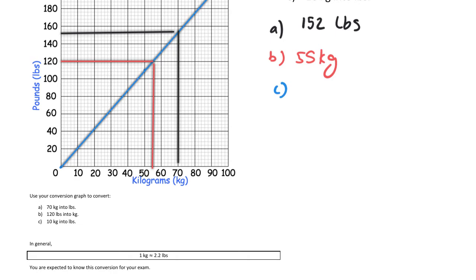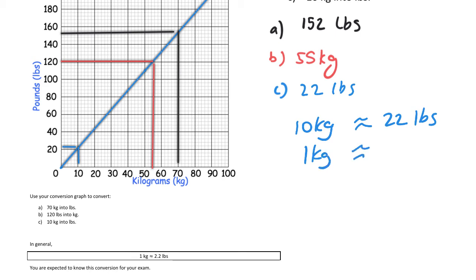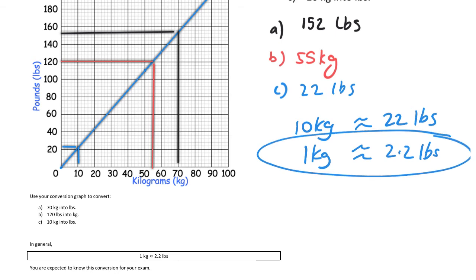And then part C, we're taking 10 kilograms and converting that into pounds, so we go up from the 10. We're just slightly above the 20, about half a square above the 20, so that means the answer is 22 pounds. And this forms part of one of the most common conversions that we use. So we've just said that 10 kilograms is approximately equal to 22 pounds. So 1 kilogram then is approximately equal to 2.2 pounds, and that's the most common equivalency that we use.